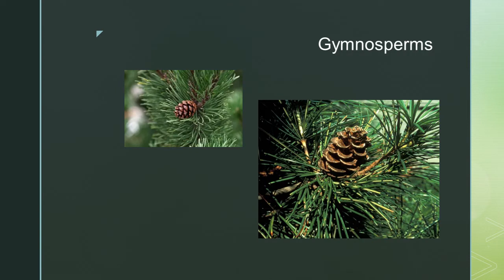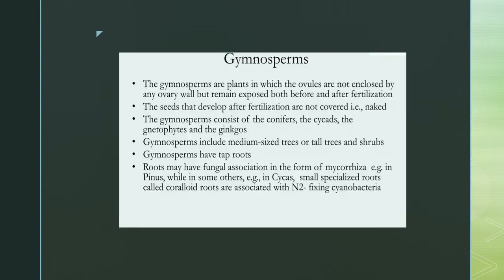Now comes the gymnosperms. Gymno means naked seeds. Over here, naked seed, and you can see the woody sporangia. In this figure, you can easily observe. Gymnosperms are the plants in which the ovules are not enclosed by the ovary wall, and that is why they have got naked seeds. The seeds that develop after fertilization are not covered.